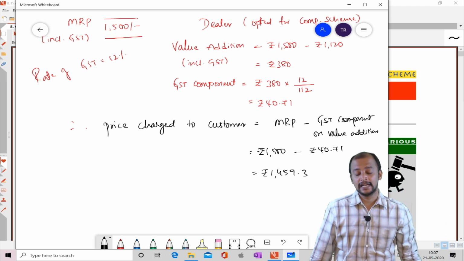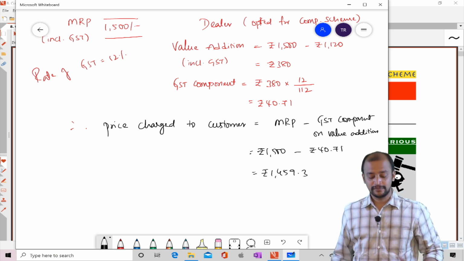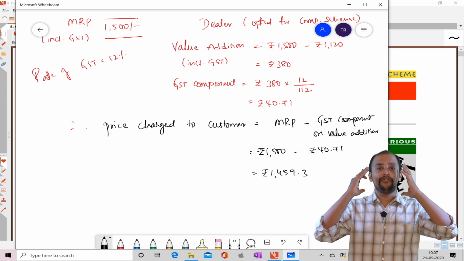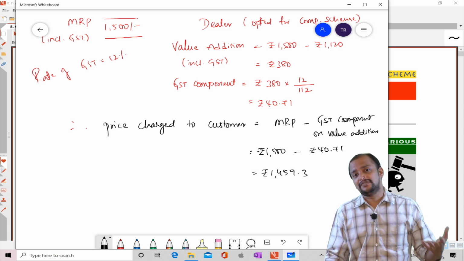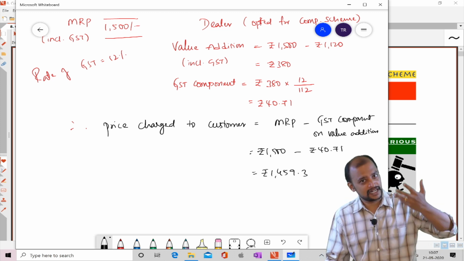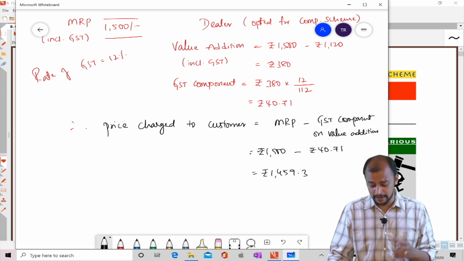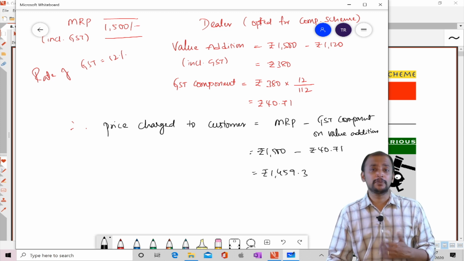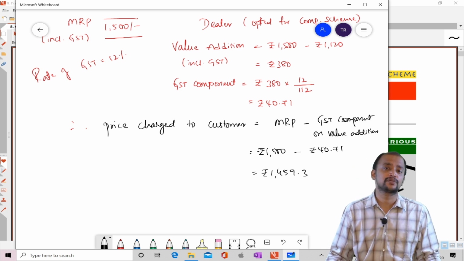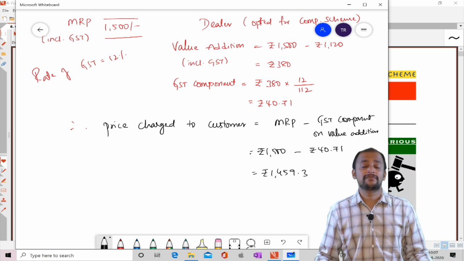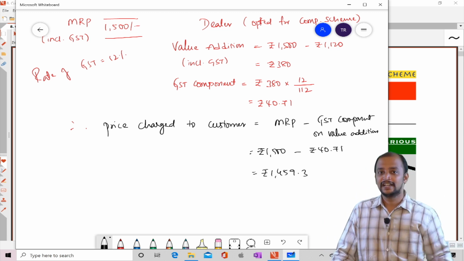1459.3 should be taken as the price that should be charged to the customer. This is the real case, in the sense, if you go for a literal interpretation of the law, this is how you should do. But you know what is happening now? They will take 1500 as the MRP, they will collect 1500, out of that 1500 they will multiply 1% and they will pay, and now actually they need not pay 1500 into 1%. What they need to pay is 1459.3 into 1%, but they will be paying 1500 into 1%, and maybe government gets more revenue, so they are thinking like it's okay, chalta.